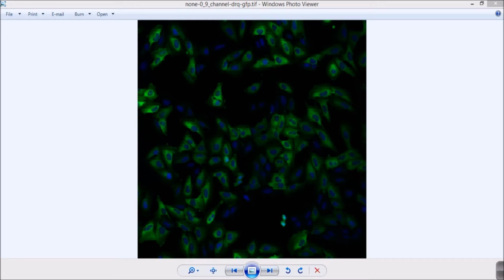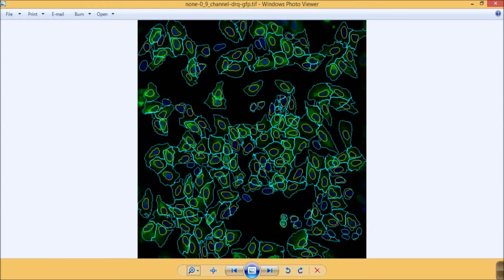Digital images are visual representations of arrays of numbers. As such, they offer quantitative information. Here is the same image with outlines of the nucleus and cell. Computational algorithms can recognize particular regions like these in images. This process is called image segmentation.